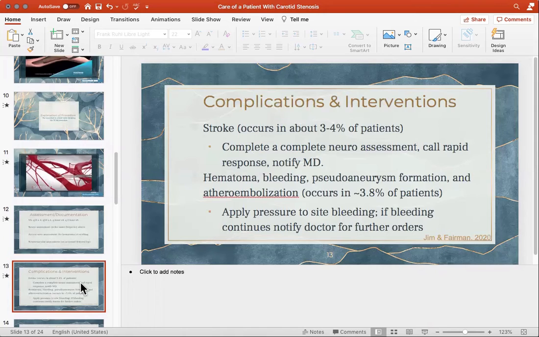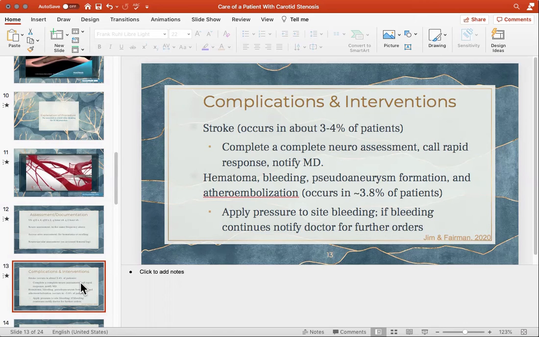So, typical complications and interventions to assist in these complications. One less common complication now is a stroke. It occurs in about 3 to 4% of these patients that undergo carotid stenosis repair. This is why we do a complete neuro assessment when patients arrive to the floor so we know their baseline.